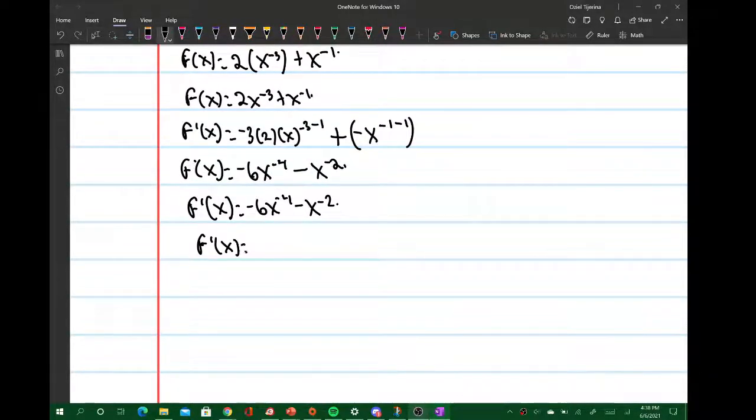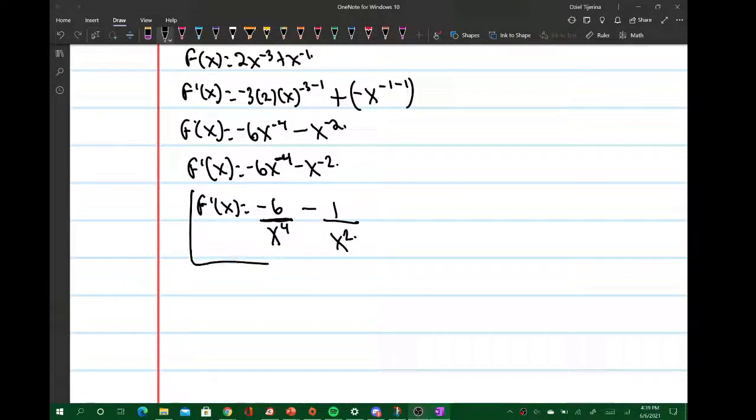F prime of x equals negative 6 times 1 over x to the 4th. Remember, I believe I said this in my college algebra videos, that whenever you have a negative exponent, you just move it downstairs. So it's going to be x to the 4th on the bottom, and then minus 1 over x squared. And this would be your answer.